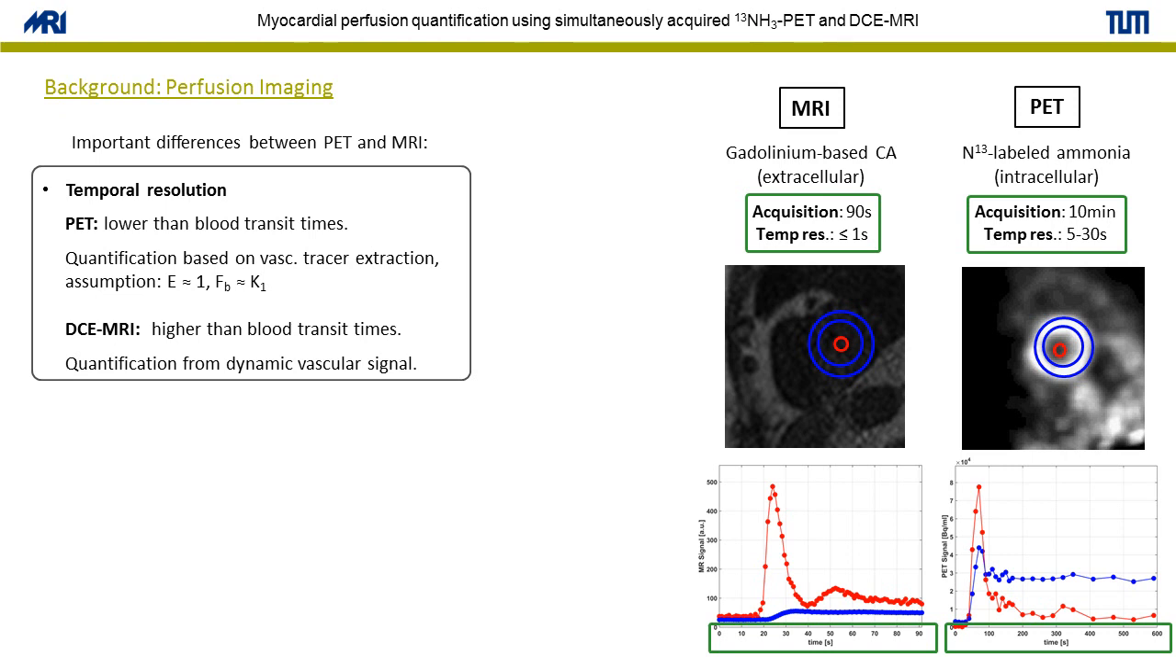For PET, the fact that its temporal resolution is lower than usual blood transit times implies that quantification of perfusion cannot be based on directly observing vascular tracer transit. Instead, PET assumes a proportionality between blood flow and the extraction rate K1. For DCE MRI, where time resolution is higher or on the order of blood transit times, quantification usually takes into account a dynamic vascular signal.